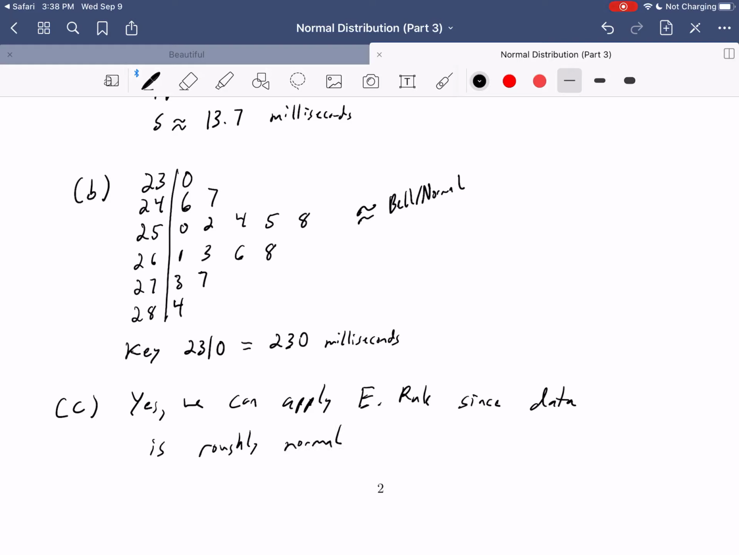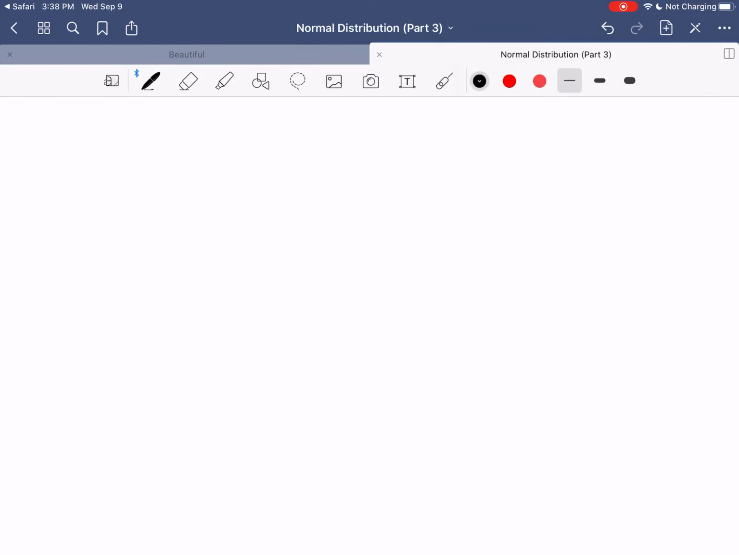If the data followed a right skew or a left skew or looked uniform, then we wouldn't be able to apply the empirical rule. But since the data is roughly normal, we can definitely go ahead and apply it. Let's go ahead and apply it on the next page then. So this will be for part D here.